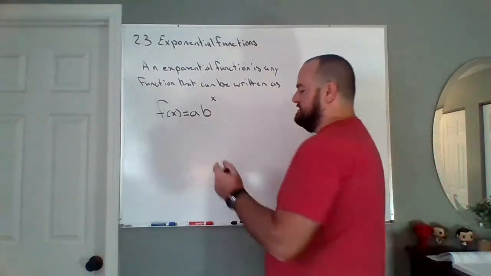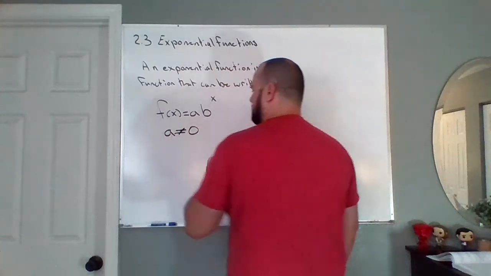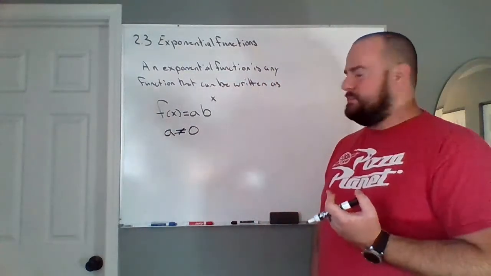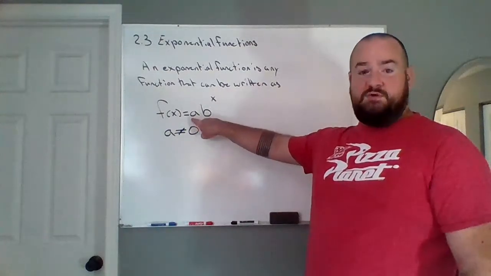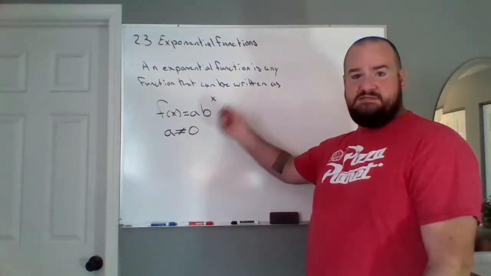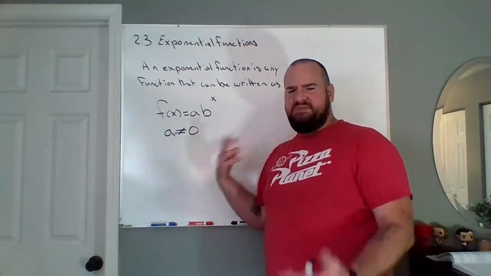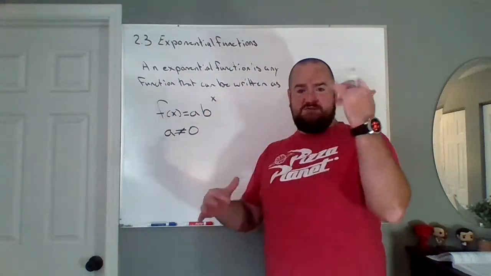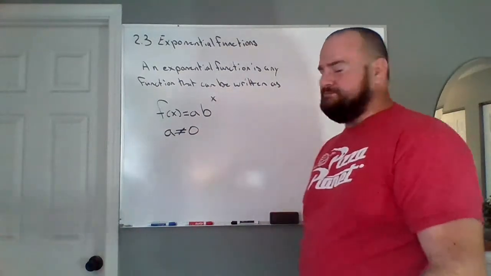So the first condition is simply that a does not equal 0. And if we think about why that is, it's very simple. If a is equal to 0, well, 0 times anything is 0. And so we just end up with a constant function 0, and that's not really an exponential. Exponentials have some change going on, and so a cannot be 0.